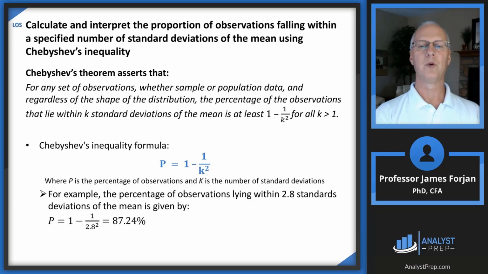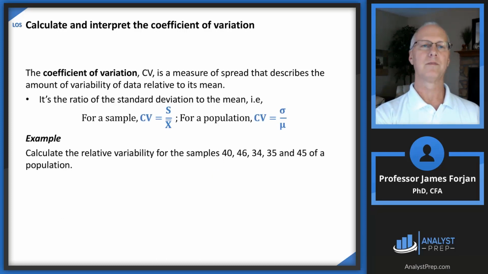If we want to do 2.8 standard deviations, we get 87% of observations that lie within 2.8 standard deviations. So that gives us some information about the data set. We have an 87% chance of falling within about 3 standard deviations.